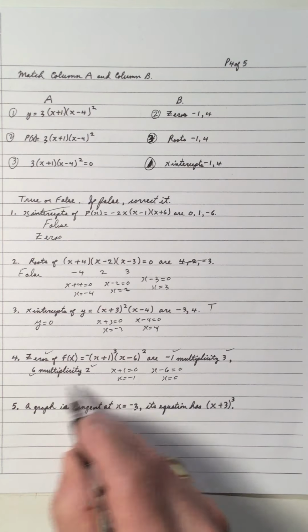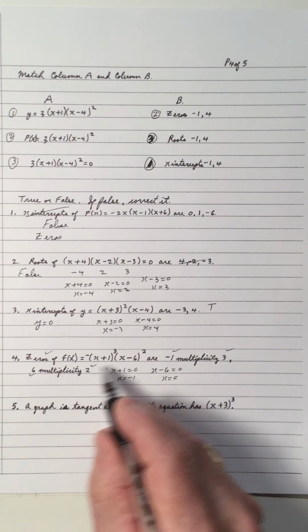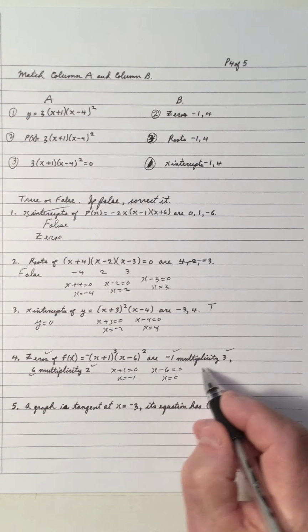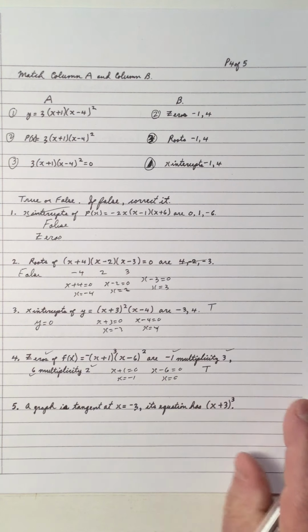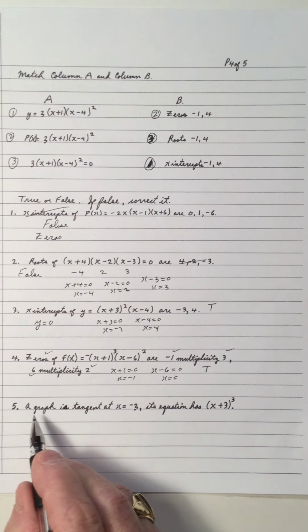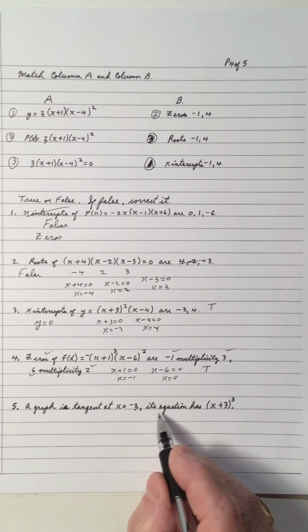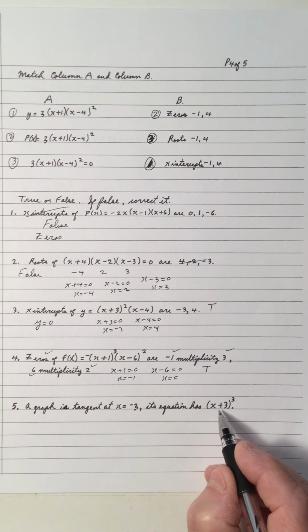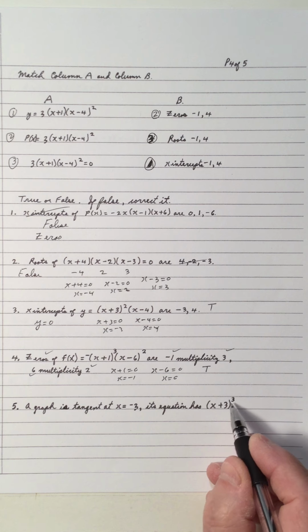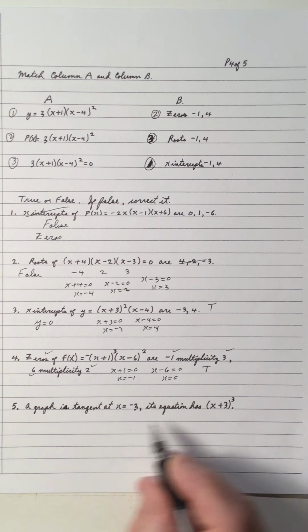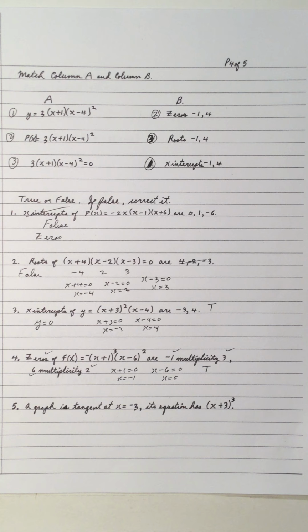Multiplicity of 2 is the square, so this is a true statement as you see it. Number 5: a graph is tangent at x minus 3. Its equation has (x plus 3) cubed. Well, a couple of ways we can correct it.